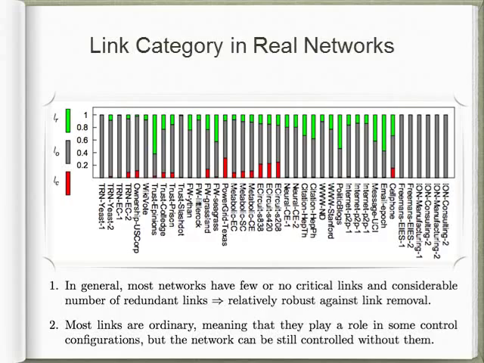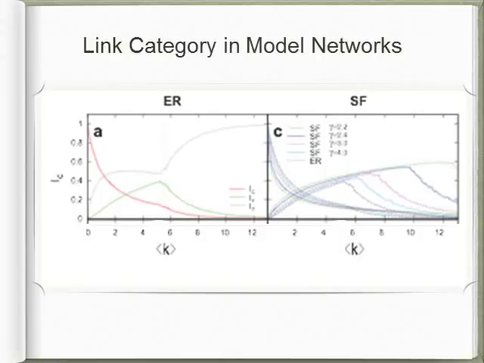The result for the real-world networks is really kind of messy. We do not see any other general trend. But if we study the links in model networks, we see a very interesting phenomenon. Here we calculate the fraction of three types of links against a network parameter, for example, the mean degree for the Erdős–Rényi network. You see that the density of critical links decreases monotonically, but the density of redundant links increases and then decreases. So something happens at a particular mean degree between 4 and 6.